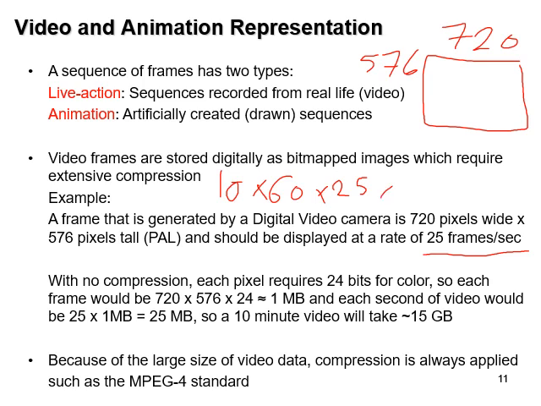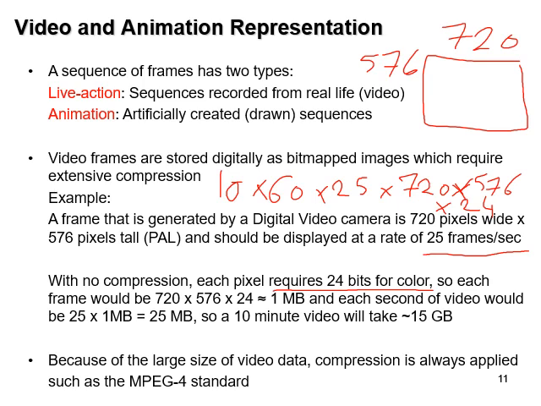It has 720 multiplied by 576. This is the total number of pixels that you are storing for each frame. Now, what is the size of each pixel? How many bits do you need to represent each pixel? Here we assume that we require 24 bits for color. So we multiply this by 24. Okay, so if I compute this, let me calculate this here.